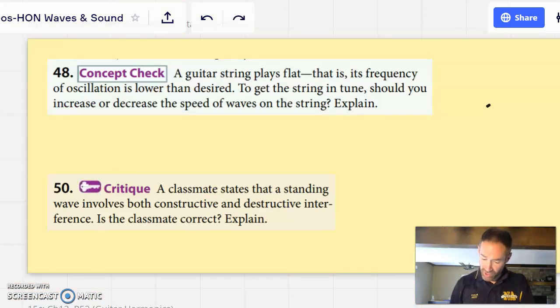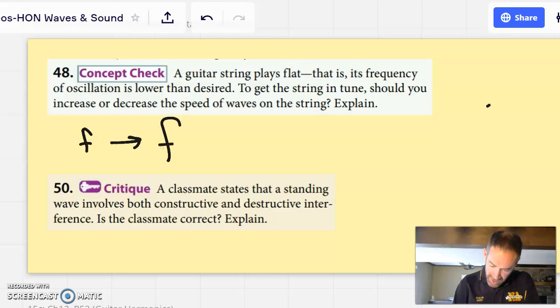In number 48, they say a guitar string plays flat, that is, its frequency is lower than desired. To get the guitar string in tune, should you increase or decrease the speed of waves on the string? Well, so we have a frequency that is too small, and we want the frequency to be a little bit higher. Now, the wavelength is something that's predetermined because of the length of the string and because of the size of the instrument.